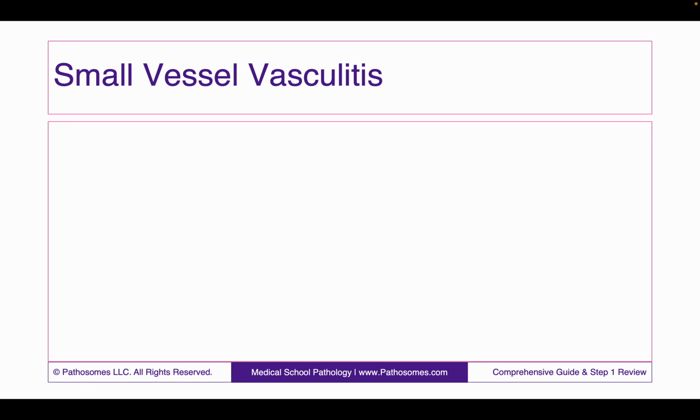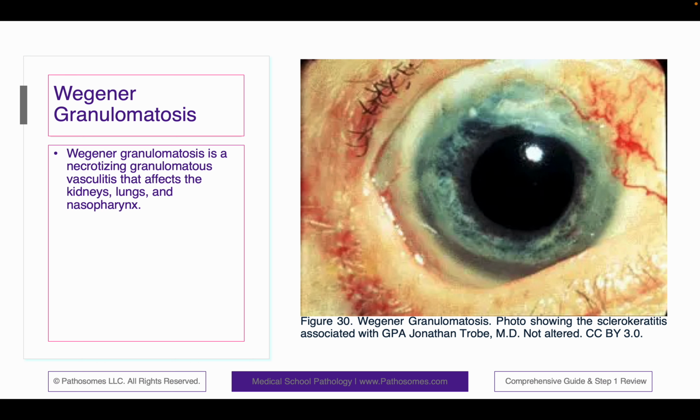Let's move on to small vessel vasculitis. You recognize this. Wegener granulomatosis is a necrotizing granulomatous vasculitis that affects the kidneys, lungs, and nasopharynx. Oh, and guess what? The eyes, possibly.